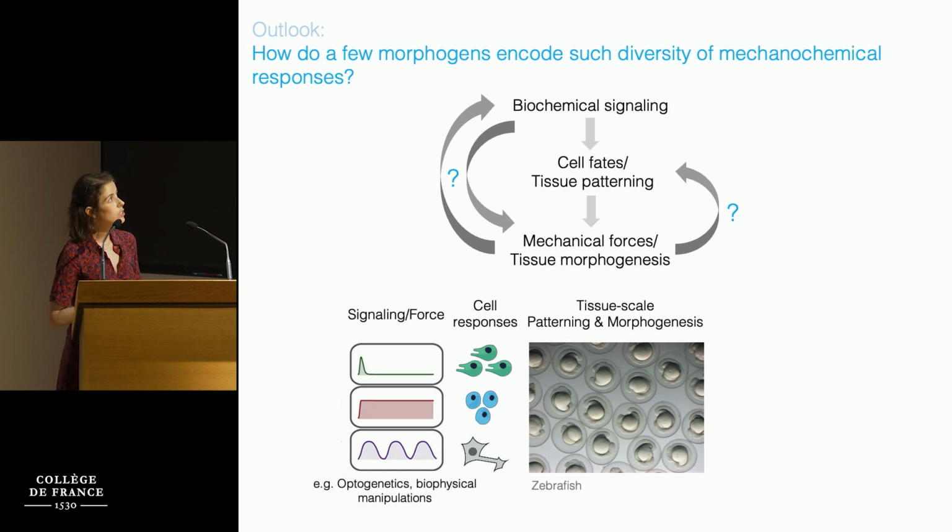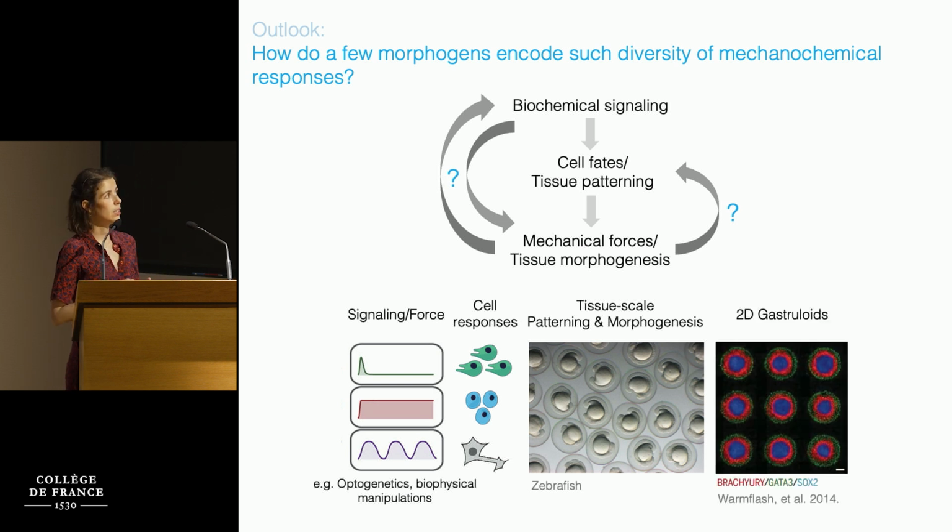And we're also very interested, of course, in exploring how these concepts can apply to other systems because, again, very few morphogens act in gastrulation, not just in zebrafish, but also in humans, for instance, and we're interested in understanding how this actually translates into other systems, for instance, using 2D gastruloids, which, despite their simplicity, are patterned by exactly the same signals as the zebrafish embryo.